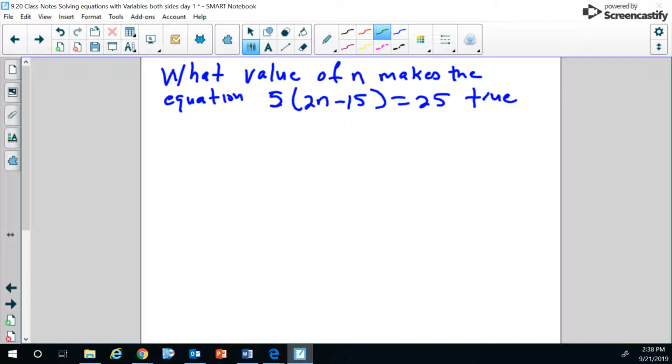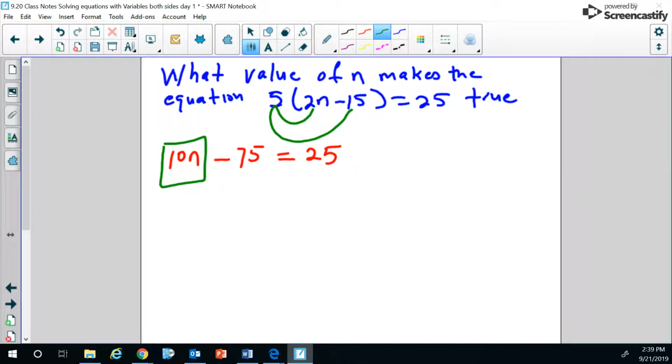So I'm going to end up multiplying everything in the parentheses by 5. So 5 will times the first term, which is 2n, and then 5 times the second term, which is negative 15. All right? So let's expand this out. So we have 5 times 2n, that is 10n, minus 5 times 15 is 75, and that is equal to 25.